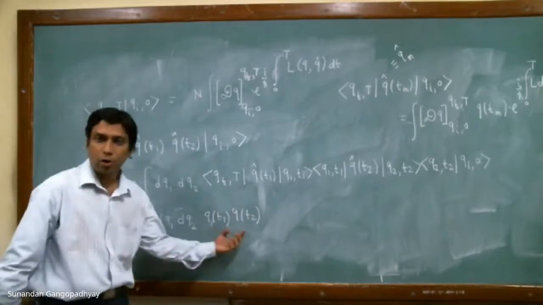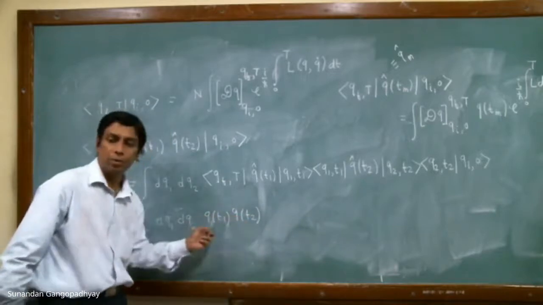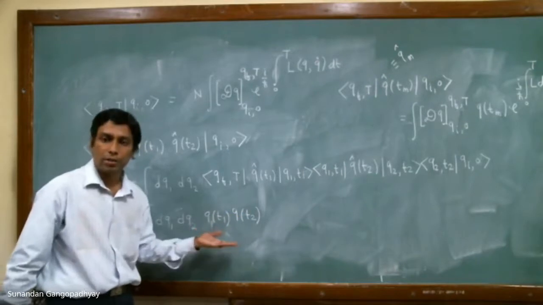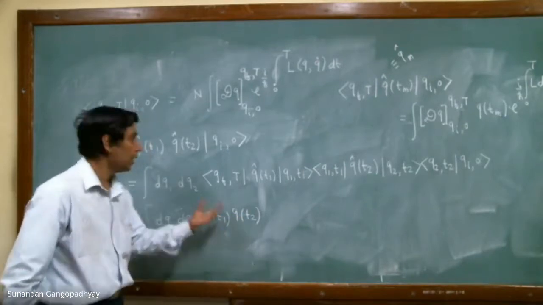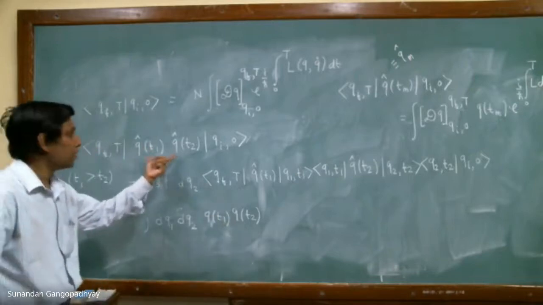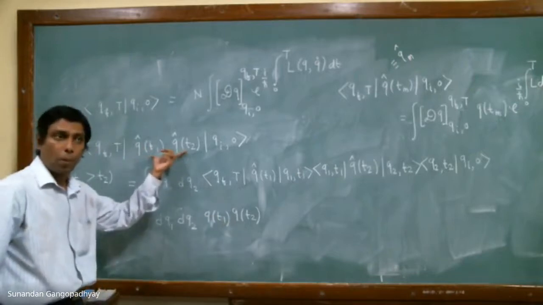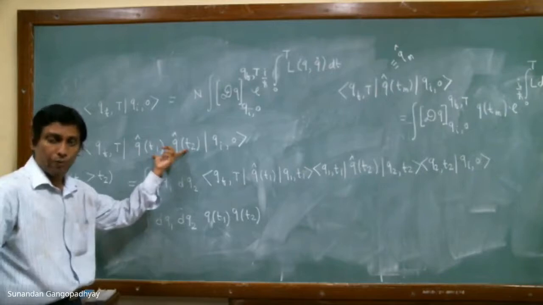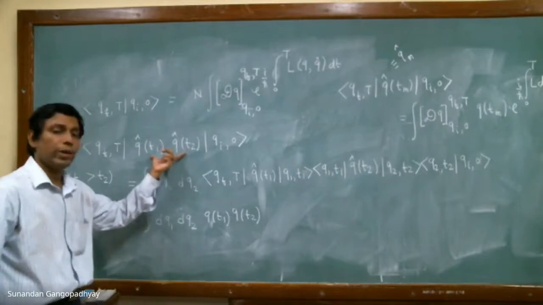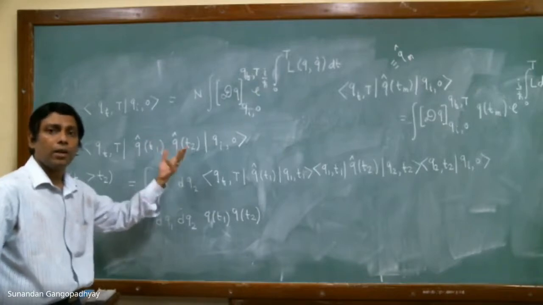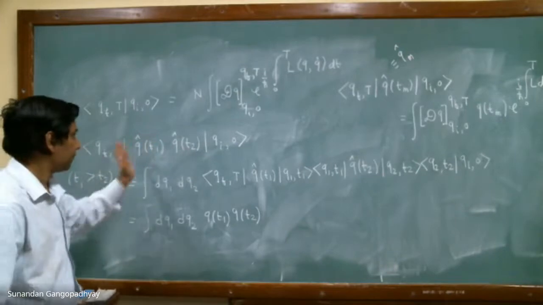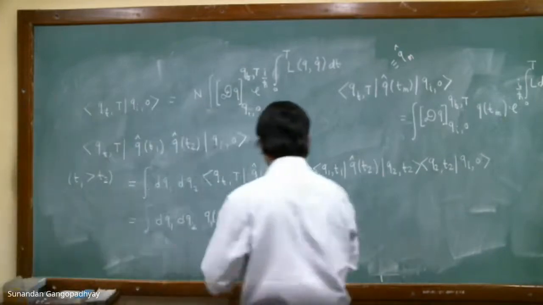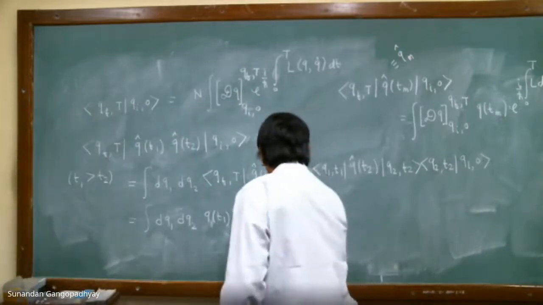Since these are ordinary numbers, you can place them anywhere you like. Time ordering is not an issue, because these are ordinary numbers, therefore they commute with each other. Here time ordering was an issue because these were operators defined at two different times, and operators defined at two different times in general do not commute with each other. So you have to remember this ordering. But here that is not the problem.